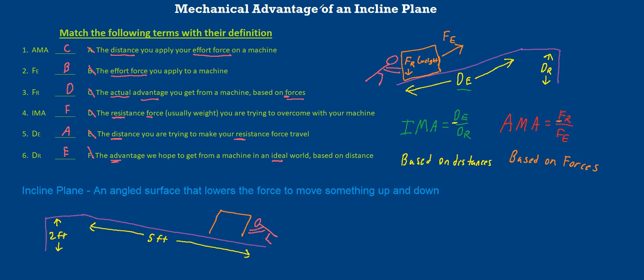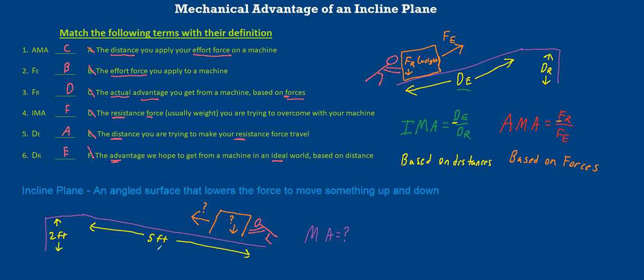Well, actually, let's use our consistent colors here. But we don't know what this effort force is. We don't know what the actual weight of the box is. But we do know our distances. And so the question is, what is the mechanical advantage?